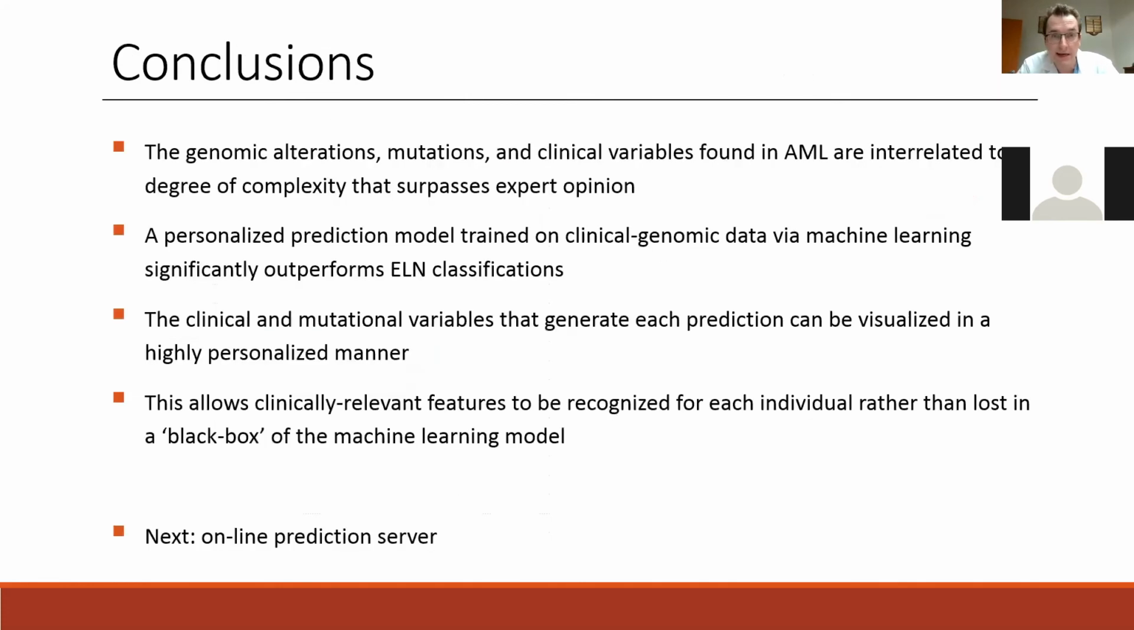So in conclusion, AML has an extremely complex interaction of clinical features, cytogenetic features, and genomic features. And the degree of complexity between all these certainly surpasses expert opinion, which is what was used to make some of these previous models like ELN. Our personal prediction model, which we call a clinical genomic model, significantly outperforms ELN with a C statistic of 0.8. And the particular features driving the model can be easily visualized for every patient. And I think that's important because it really leaves the black box of machine learning behind.